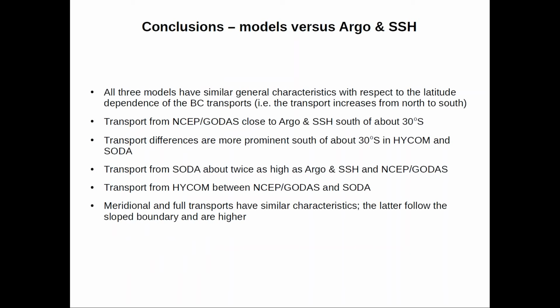Then we compared models versus Argo and SSH, and in general the three models have the same characteristics in the latitude dependence. NCEP GODAS is pretty close to Argo and SSH, also south of 30 south, where the other two models are more different, especially SODA has almost twice as high transports. And HYCOM is in between NCEP GODAS and SODA, and it's relatively close to the observations, but it has higher transports.